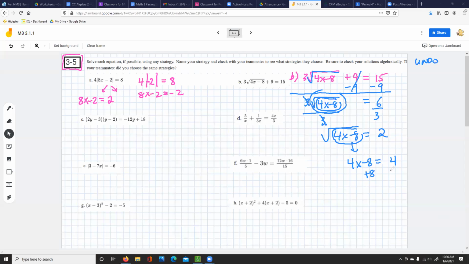So let's do 2 steps to solve this. 4x equals 12, divide by 4, x equals 3. So we only got one solution for this problem.